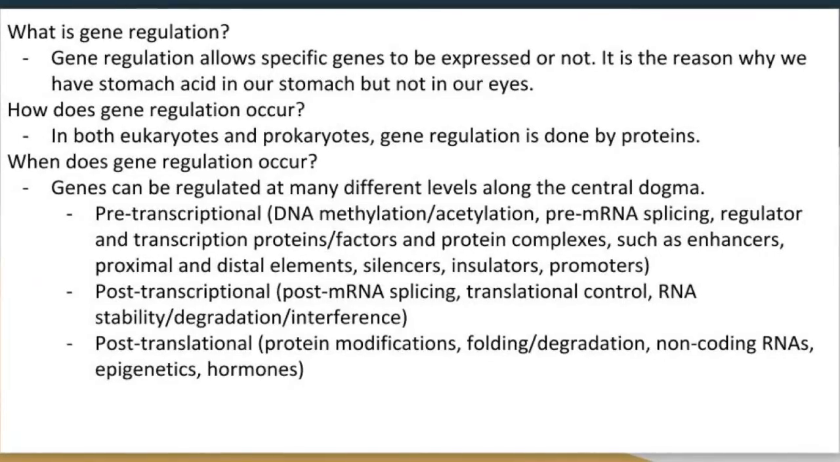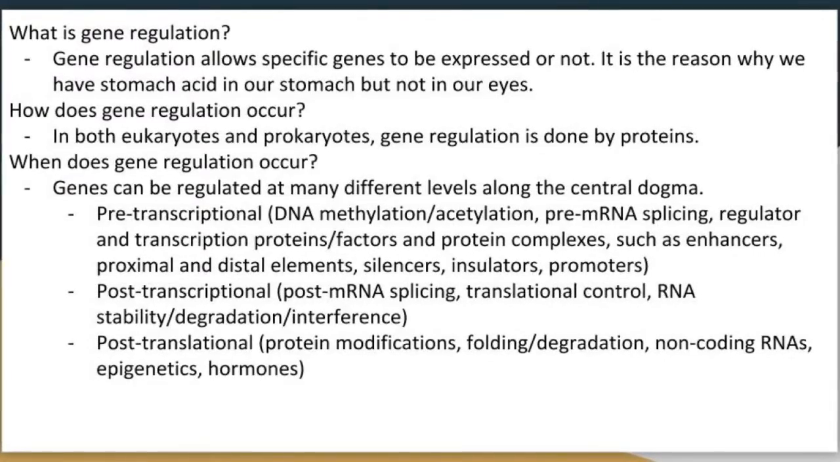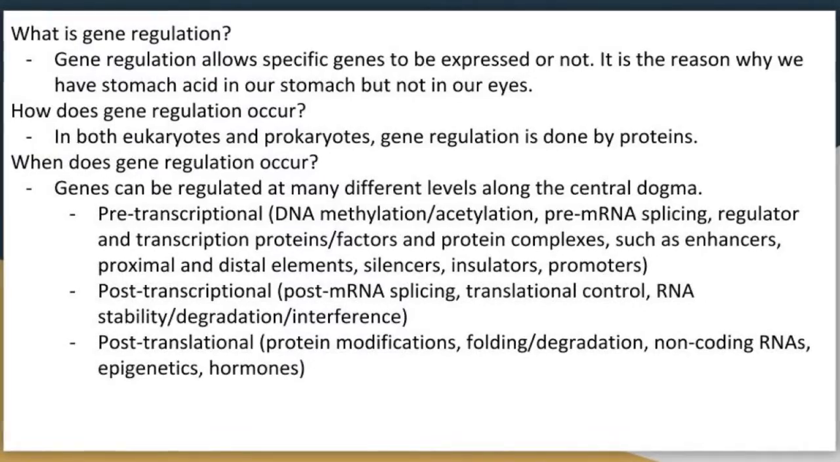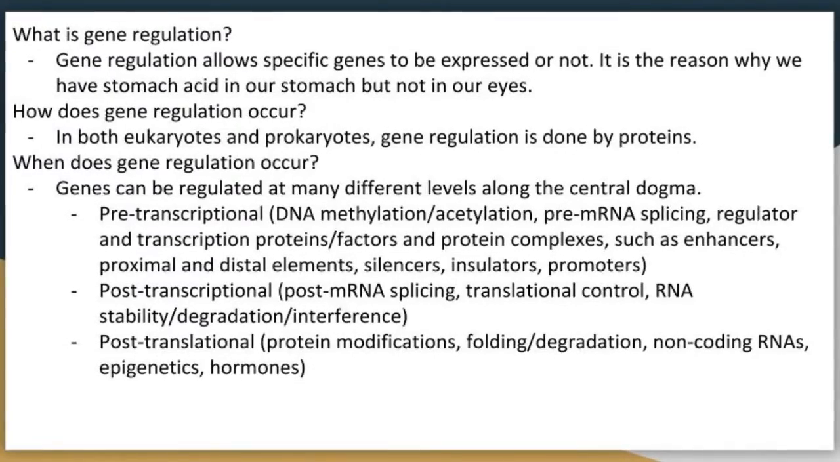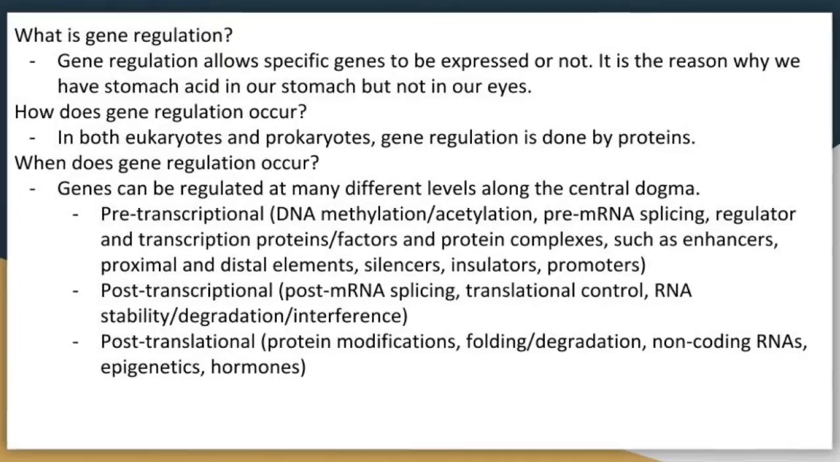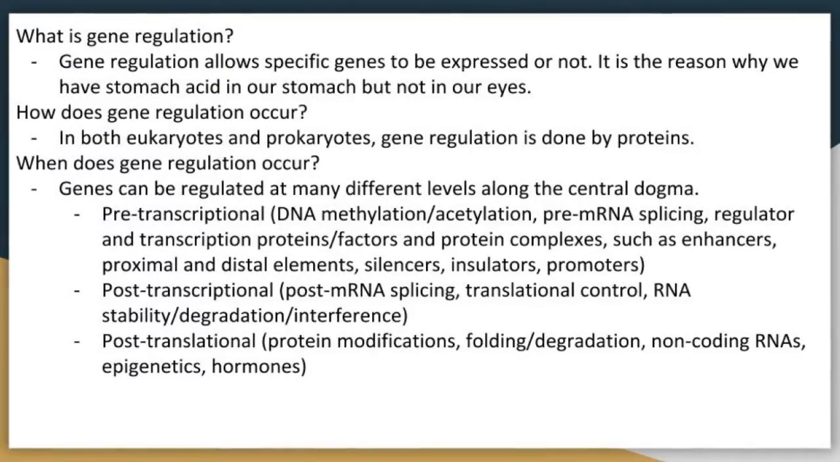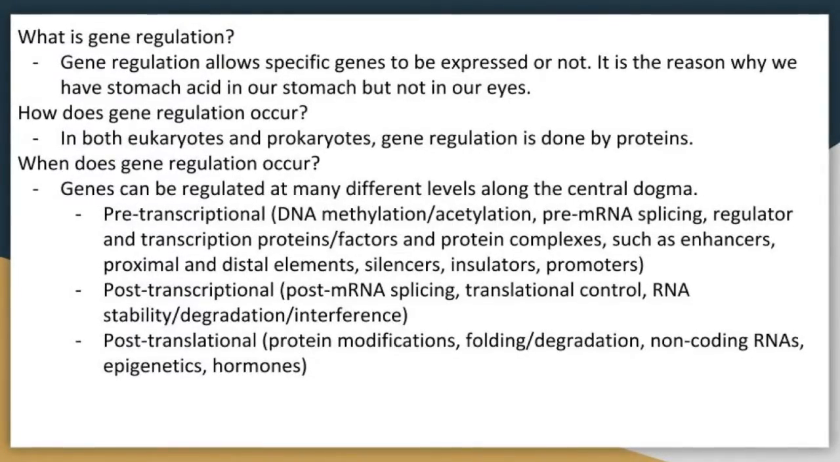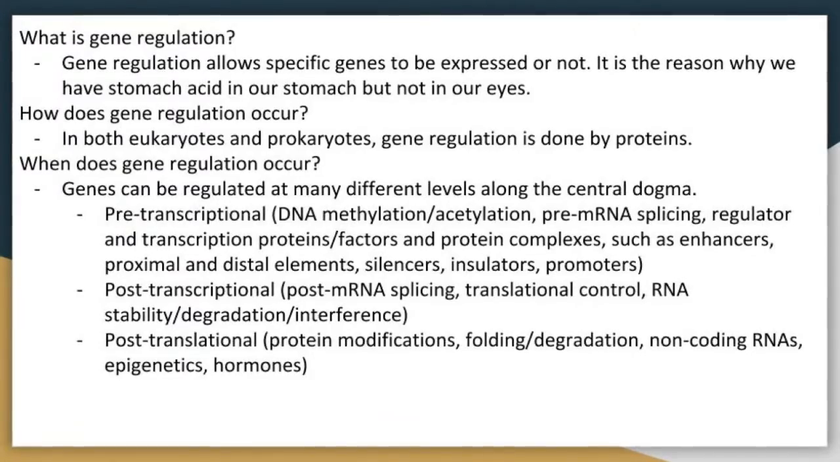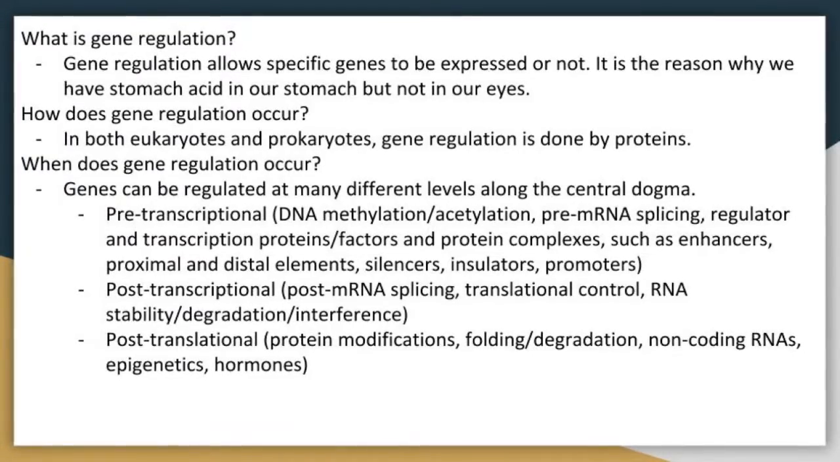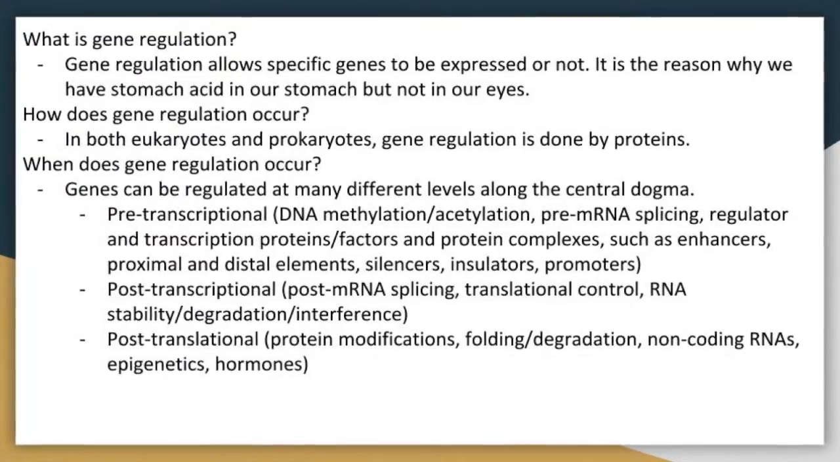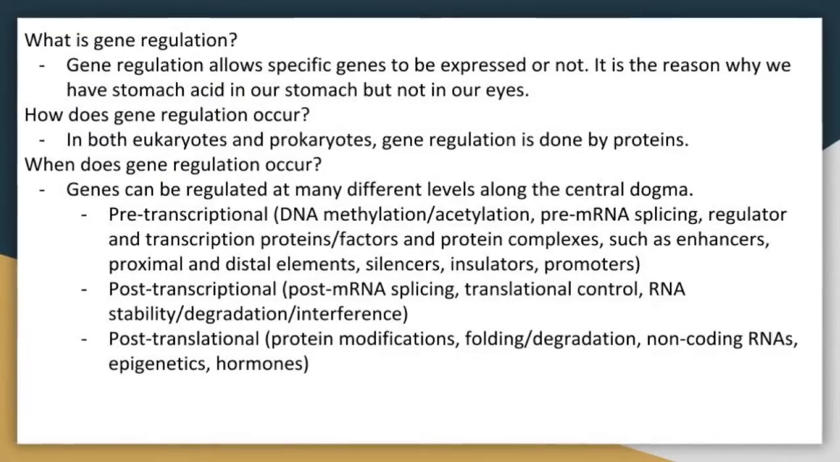How does gene regulation occur? In both eukaryotes and prokaryotes, gene regulation is done by proteins. When does gene regulation occur? Genes can be regulated at many different levels along the central dogma. So we have pre-transcriptional, we have post-transcriptional, we have post-translational, but the most common one is during transcription itself. So that's the one that we're going to focus on today.